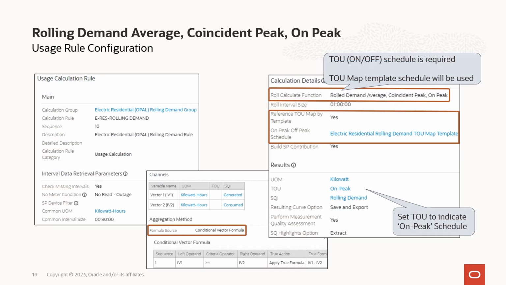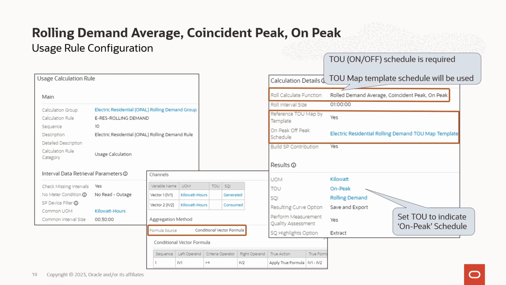Rolling demand average coincident peak on peak determines the average rolling demand based on coincident peak value during on peak hours of all summarized measuring components. Select aggregation method as conditional vector formula and configure the vectors. Select calculate function as roll demand average coincident peak on peak.